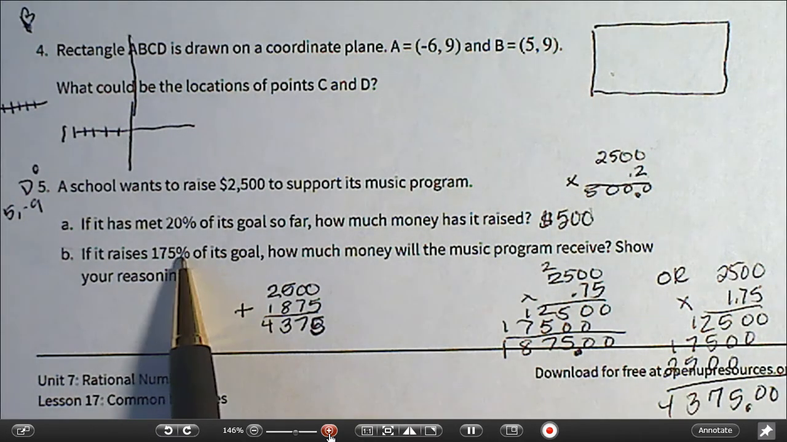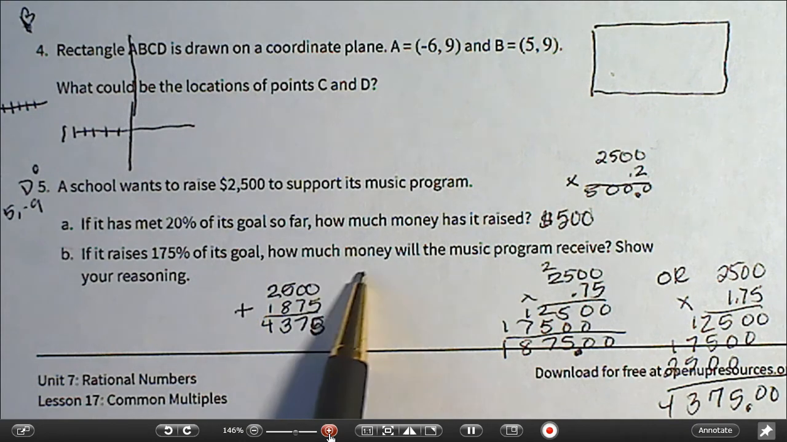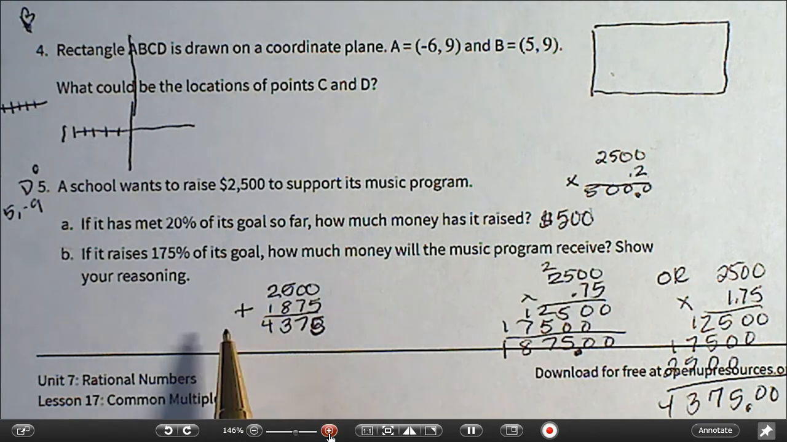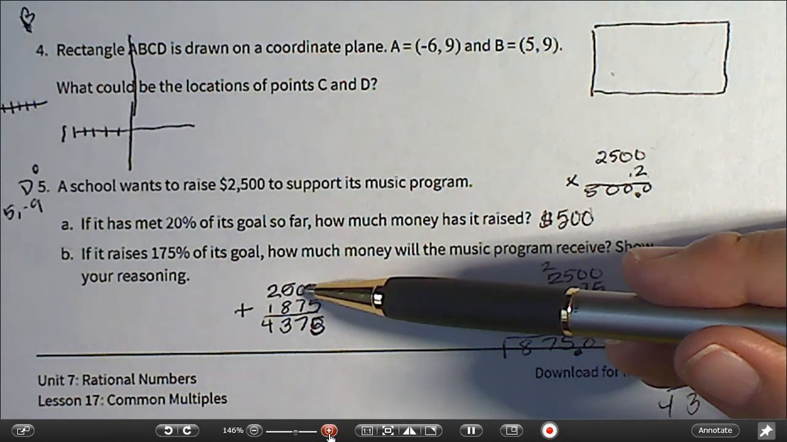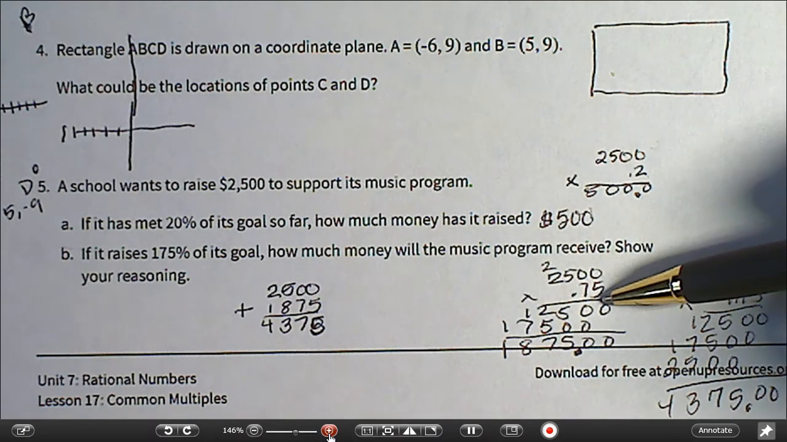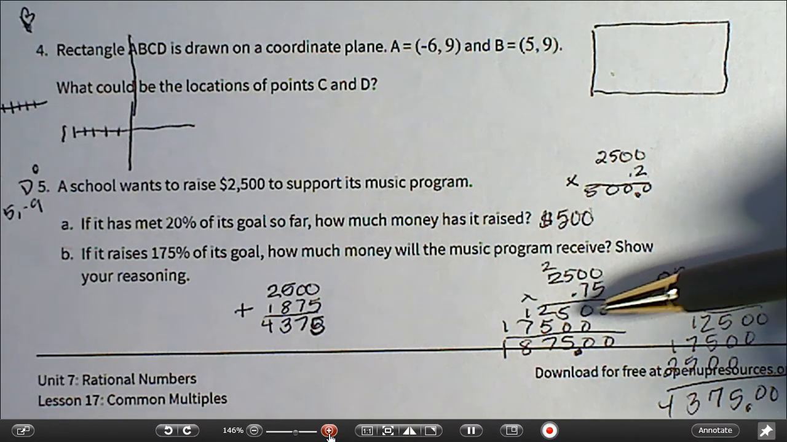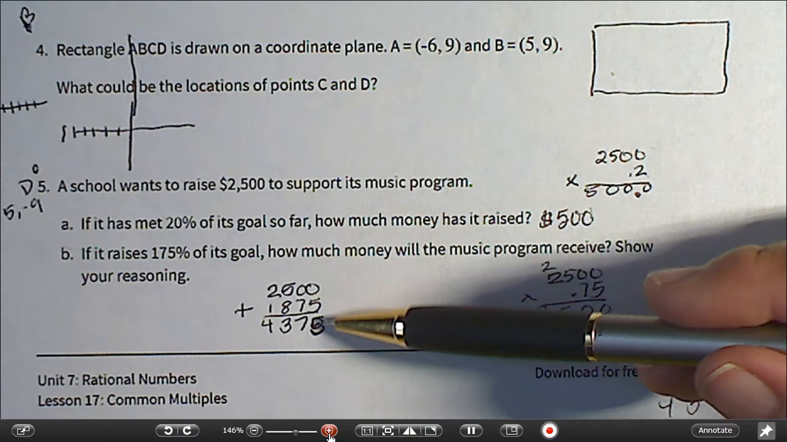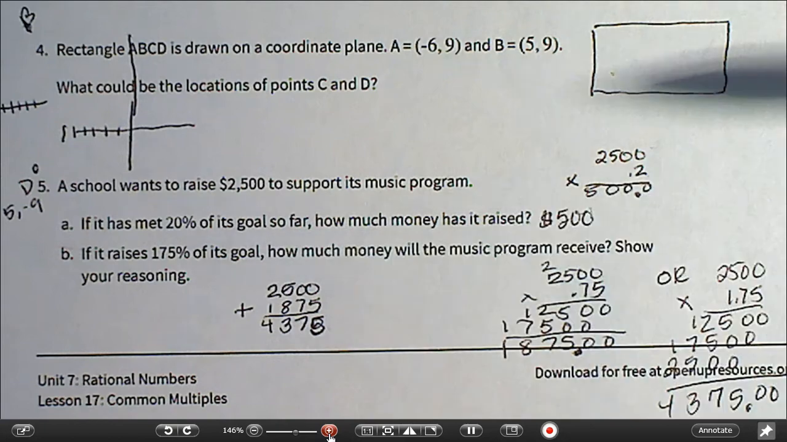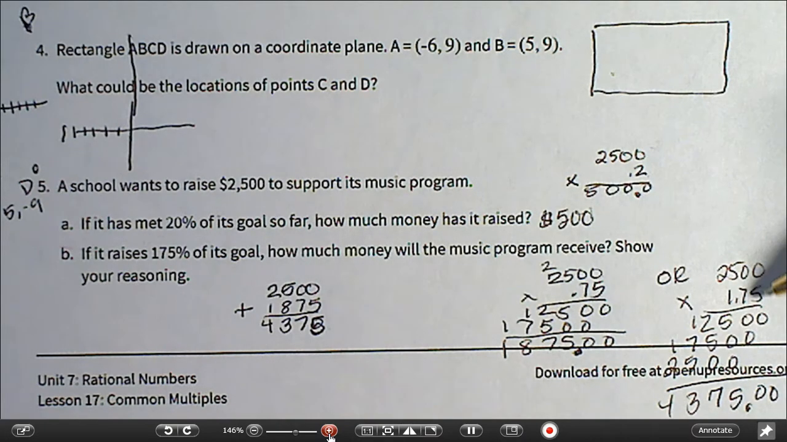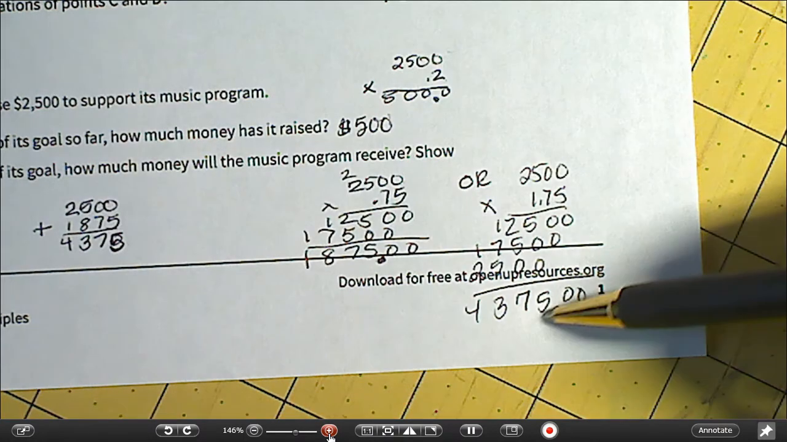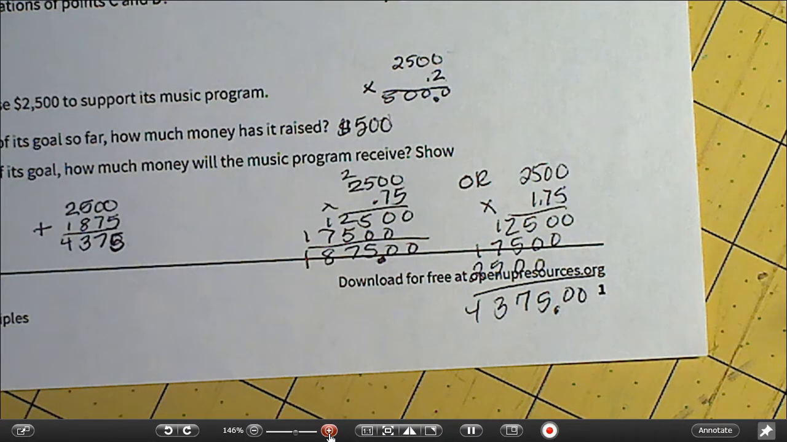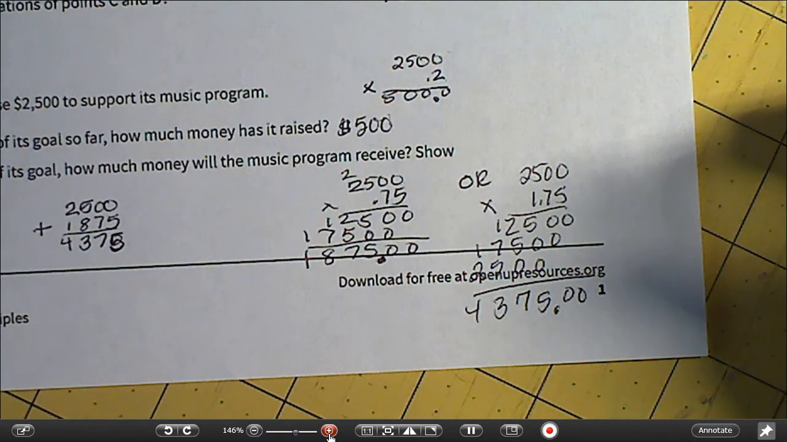If it raises 175% of its goal, how much money will the program receive? I did this one 2 different ways. You could say 2,500 is 100%, and then find 75%, which is 1,875, and add those 2 together. Or you could just multiply 2,500 by 1.75, and you get the same number, $4,375. All right, that's the end of the practice problems for lesson 17.